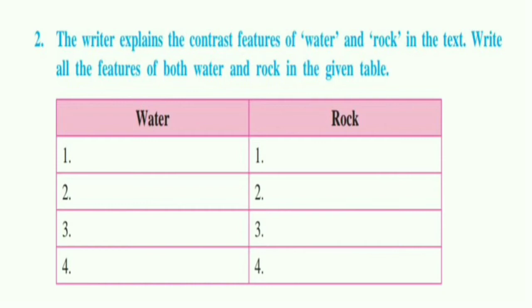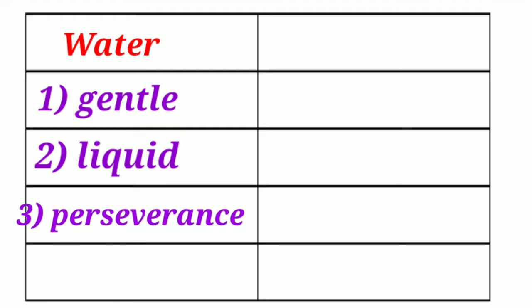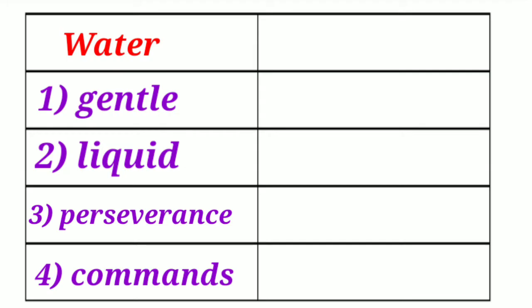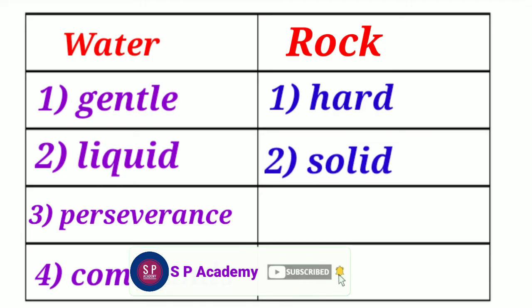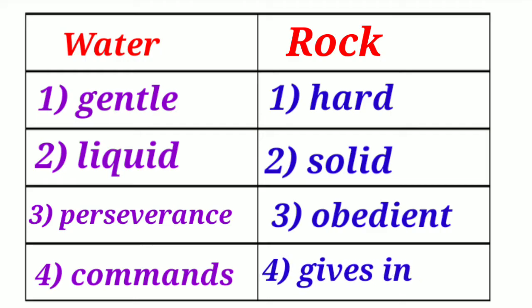Next question. Question number 2. The writer explains the contrast features of water and rock in the text. Write all the features of both water and rock in the given table. Answer: Water: 1. Gentle 2. Liquid 3. Perseverance and 4. Commands. Rock: 1. Hard 2. Solid 3. Obedient and 4. Gives in.